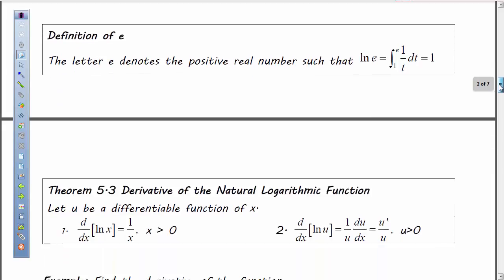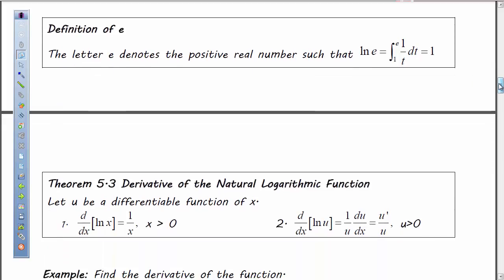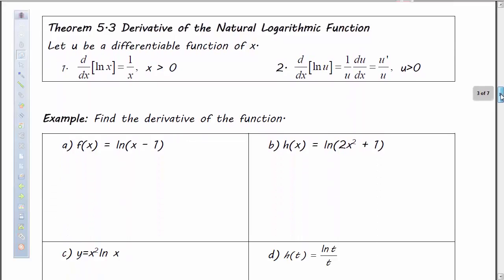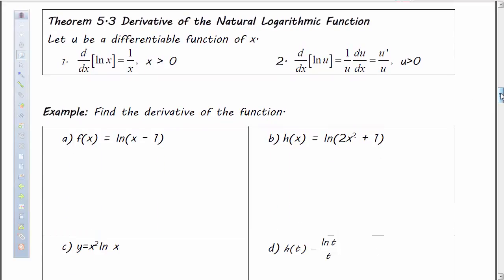All right, so we've got the definition of e stated in terms of integration. It says the natural log of e is the integral from 1 to e of 1 over t dt equals 1. And we're going to talk more about that as we look at integrating things that involve natural log. Before we integrate, though, we're going to take the derivative. The derivative of the natural log function. It says let u be a differentiable function of x. Well, the derivative of the natural log of x is just 1 over x.